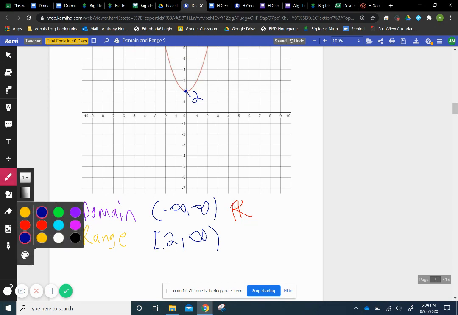So how do we show this as an inequality? So y is our range, so that's the number we're looking at. And what do you know about our range? It is greater than or equal to 2. Bar means equal.